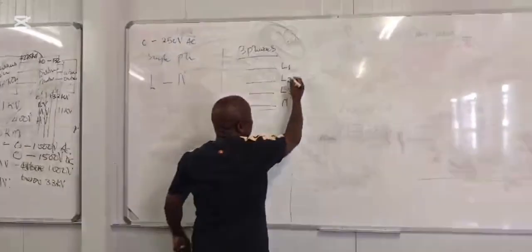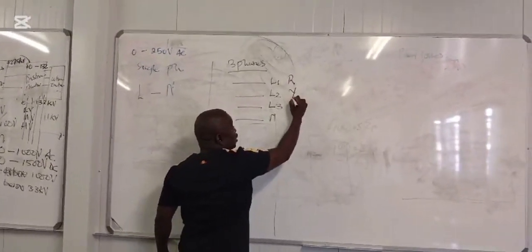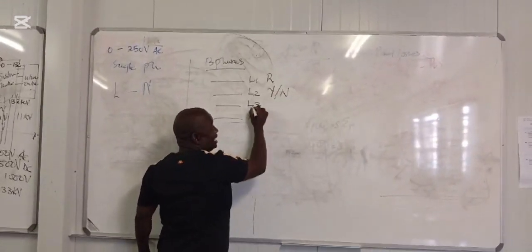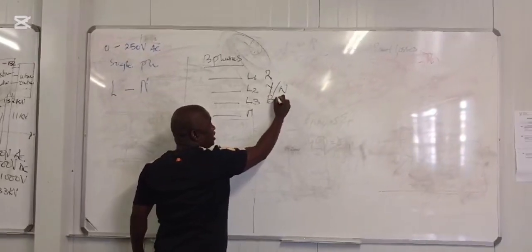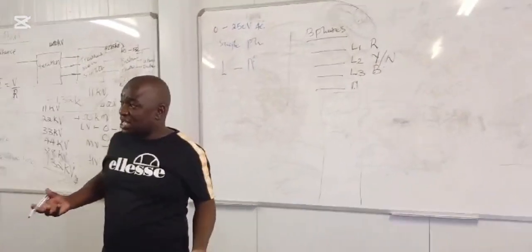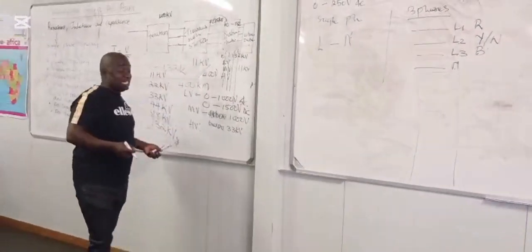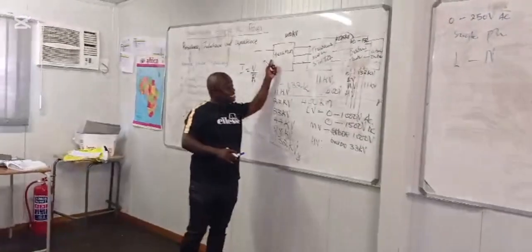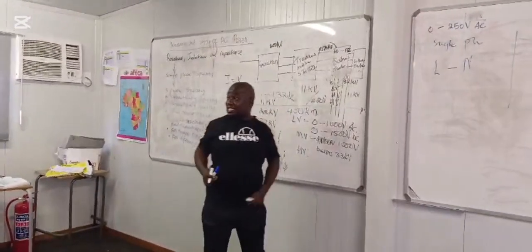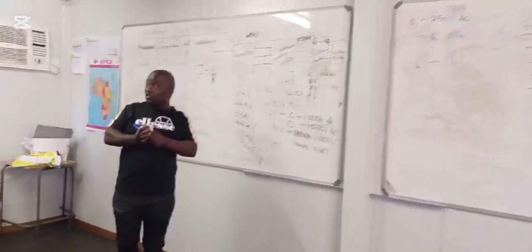Another case also, L1 is called R for red, L2 yellow or white, L3 will be the blue phase, and that will be our neutral, which is usually bare or black. Now electricity has been generated and distributed until it has reached the consumers, those people who are required to use it.